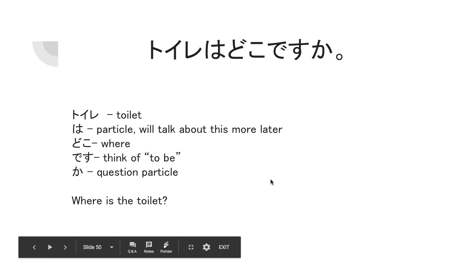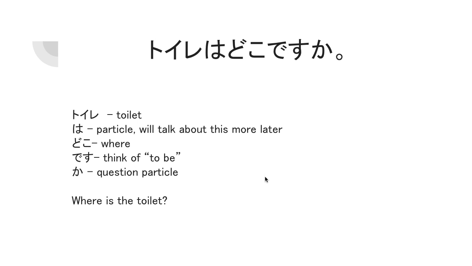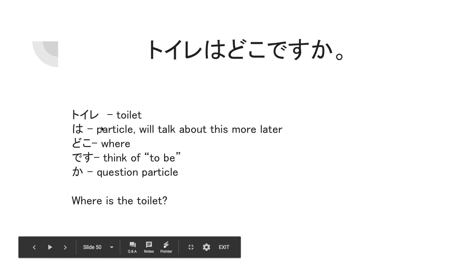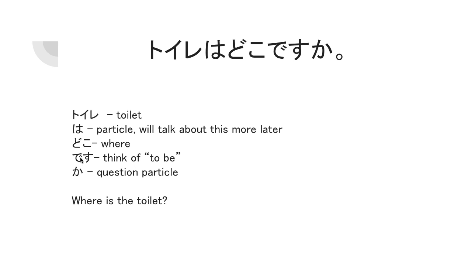And a great phrase to know is where's the bathroom? So toilet wa doko desu ka? Toilet is toilet. Wa is a particle that I'll talk about later in this class. Doko is where. Des, think of to be. Ka, question particle. Where is the toilet? Toilet wa doko desu ka?